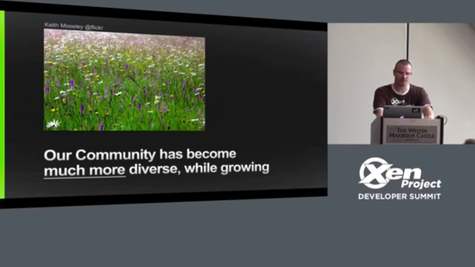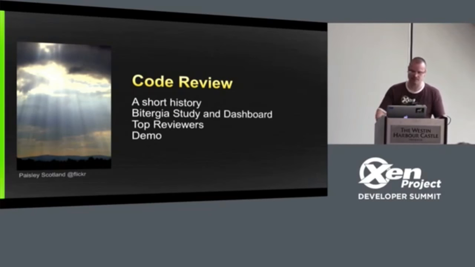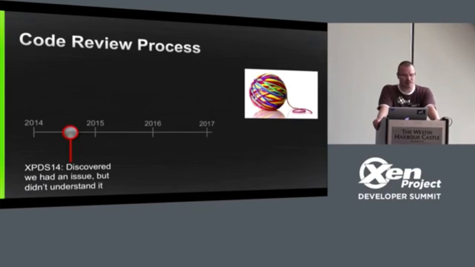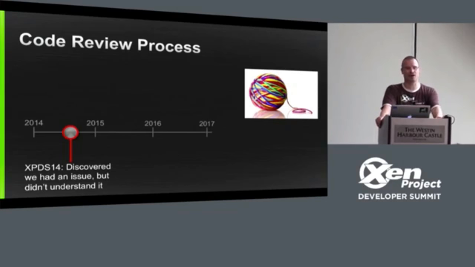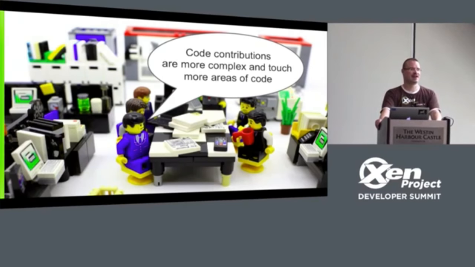So I wanted to talk a bit about code review, because that's an area where we had some problems. So I'm going to start off with a very short history. At the Developer Summit in 2014, we basically discovered that we had some problems with code reviews. Code reviews became less efficient. Some vendors complained that it took them longer to get the code in. And then I started to ask various people in the community to try and understand what's going on. And I got lots of different messages.